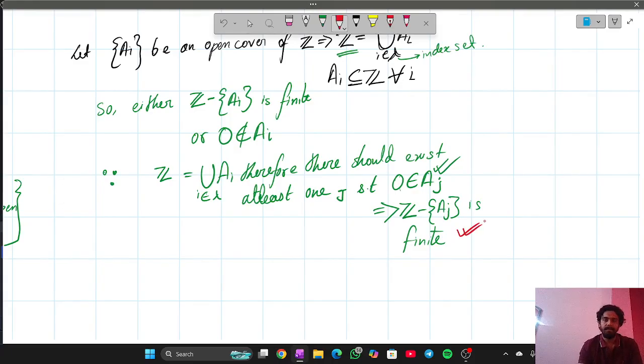Now if we take a finite subset, let it be B, of this lambda, the index set, lambda is the index set, such that Z is equal to A_j.